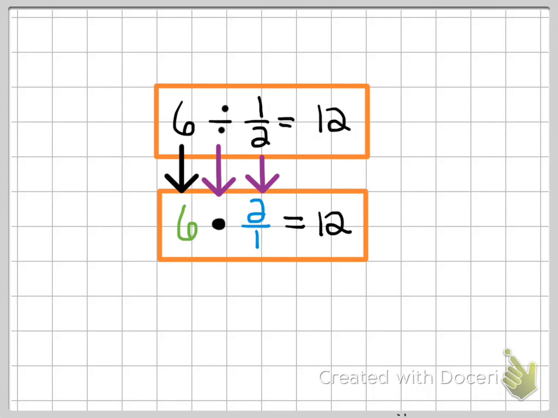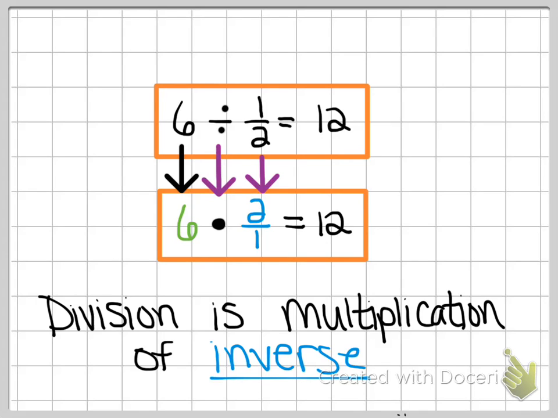with those changes and those connections, similarly to addition and subtraction, division is multiplication of the inverse. I keep my first number, I change my sign, and I use the multiplicative inverse of my second number. 6 divided by 1/2 is 12. I can make 12 groups of halves with 6 individual items. 6 times 2 over 1 is 12.